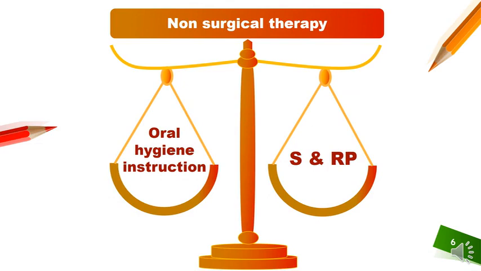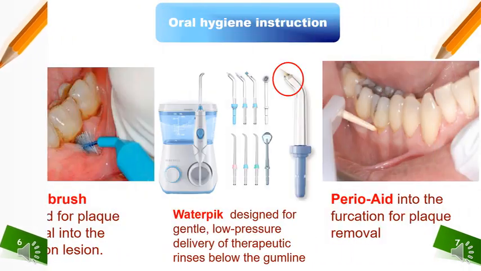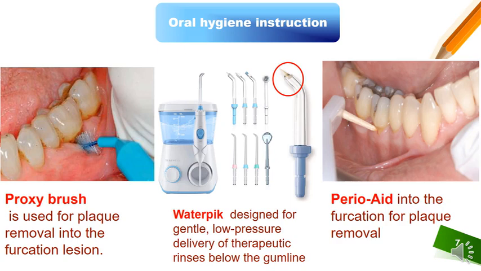The non-surgical therapy is like a balanced scale. We must have both oral hygiene instruction together with scaling and root planing. The oral hygiene instruction includes the use of the proxy brush or the interradicular brush, this type of brush that is used to clean the furcation area. It's used for plaque removal from the furcation lesion.